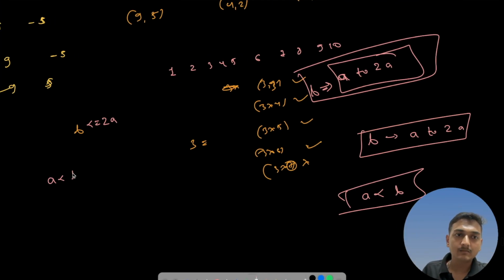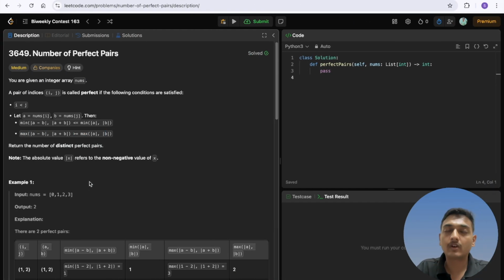A should be less than B. This is the first thing. The second thing is, B should be less than or equal to 2 into A. If these two conditions are satisfied, that means my perfect pair can be found in this array.